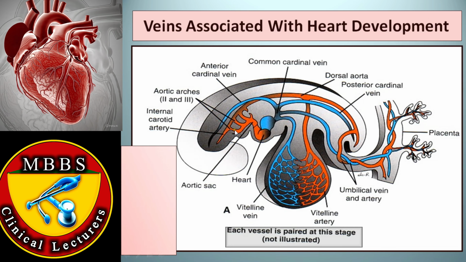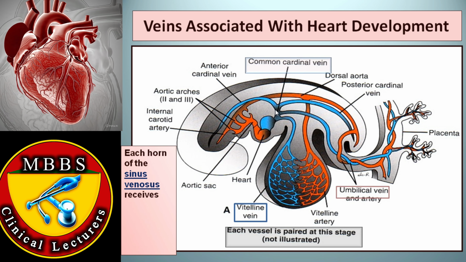And these horns receive three veins from the rest of the body: from the yolk sac, from the placenta, and from the rest of the body. So these three veins are the common cardinal vein, the vitelline vein, and the umbilical vein. These three veins open up into the right and the left part of the sinus venosus. Okay, so each horn receives the three veins: common cardinal, vitelline and umbilical.